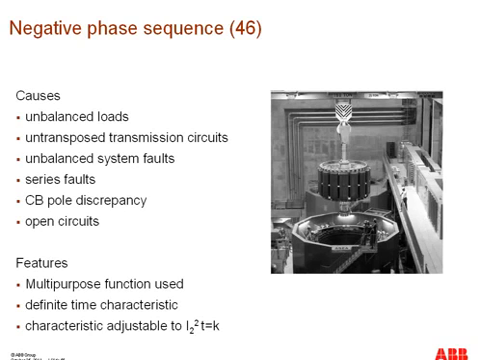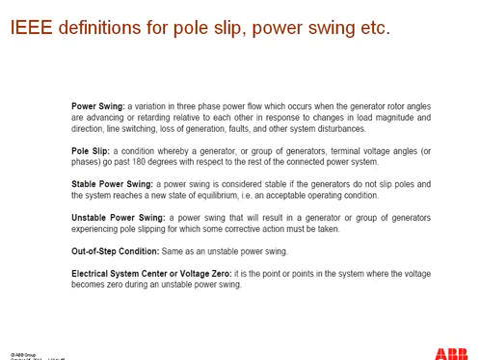As far as the causes of negative sequence currents are concerned, there can be an unbalanced load, then the transmission circuit can be untransposed. That can cause negative sequence currents flowing into the relay or into the generators, and then there can be unbalanced system faults, series faults, or some pole could be open in the circuit breaker, and then there could be an open circuit. So there are several causes that create negative sequence currents in the generators.